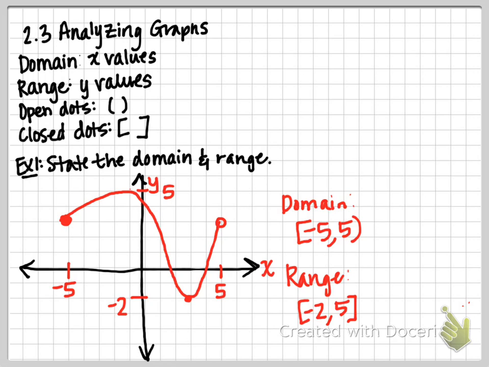I'm going to look at my dots. I get a closed dot at -5 means I have a square bracket, and I have an open dot at 5, so I'm going to use a parentheses.